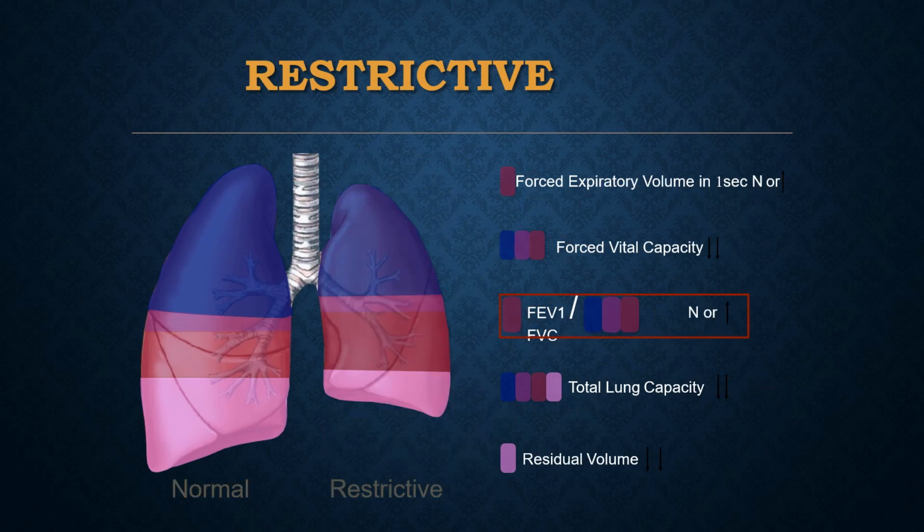And this is the restrictive type of disorder. Here this is the normal lung and this is restrictive. Here you can see the size is decreased. Forced expiratory volume FEV1 is normal or increased and FVC is decreased. FEV1 by FVC ratio is normal or increased. Mostly it will be increased. The total lung capacity is decreased and residual volume is obviously decreased.